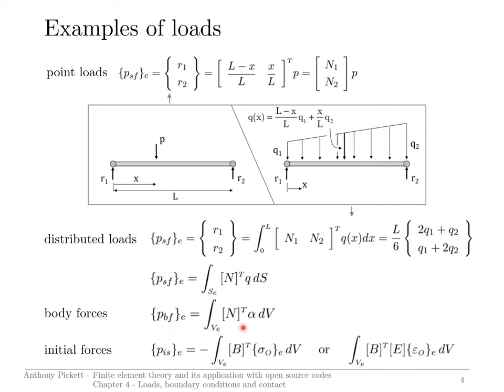Body forces are, as I mentioned previously, gravity or centrifugal forces. This would be density; if it's gravity, it would be density times gravity acceleration. And the integration would now be done over the complete volume. These would be the shape functions of the element you're looking at. So it's very similar actually to the previous expression, except the Q is replaced, if you like, by this alpha, which for gravity is density times acceleration. And these would be the shape functions of the element in order to distribute the body force to equivalent nodal forces.